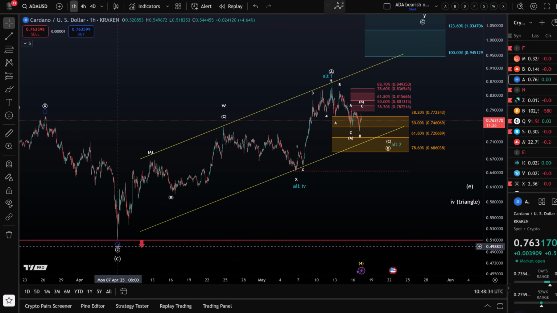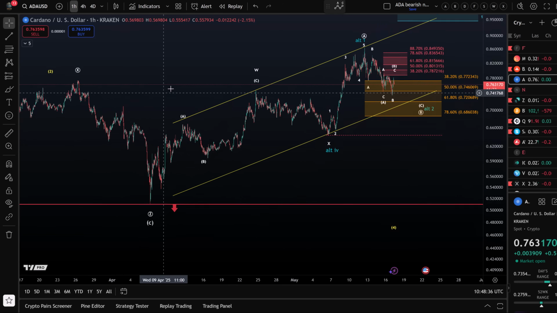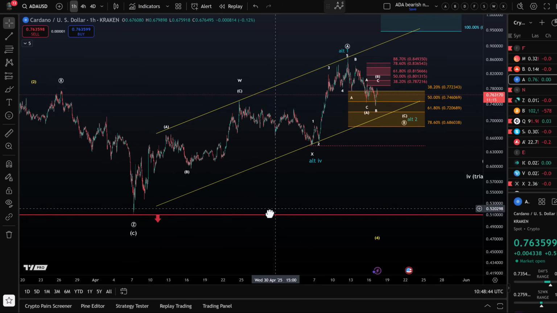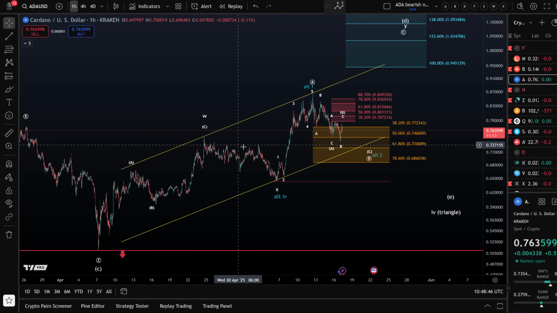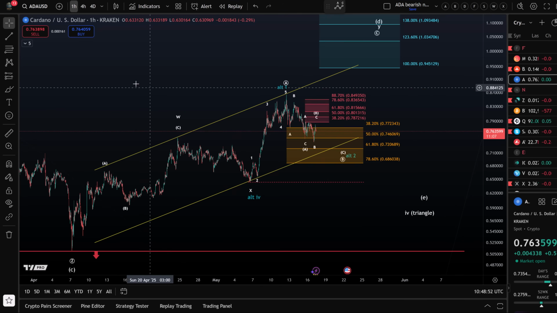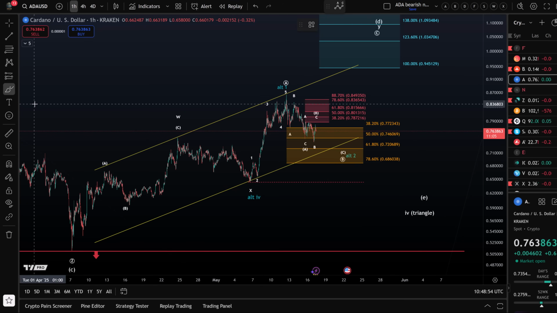But yeah, the overall idea is that a C wave of a triangle might have completed on the 7th of April, and the move to the upside is overlapping, slow. It's not impulsive, okay? So that makes me consider this move as a WXY structure in a triangle.